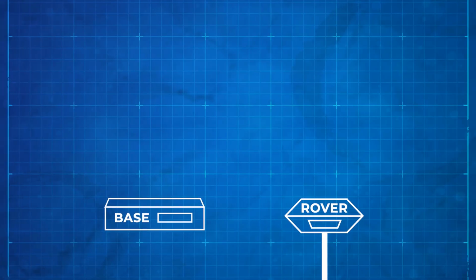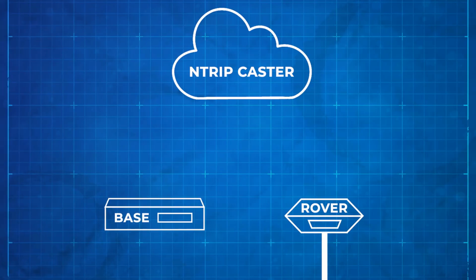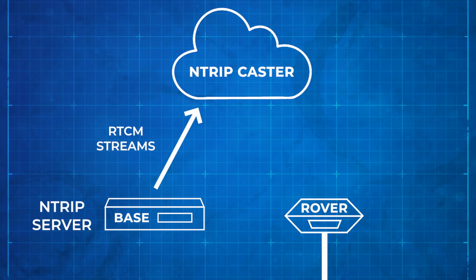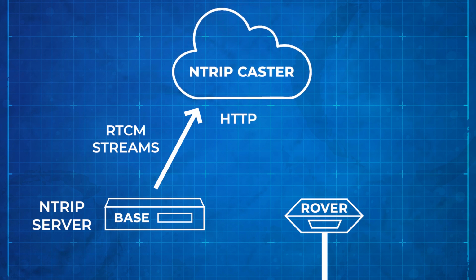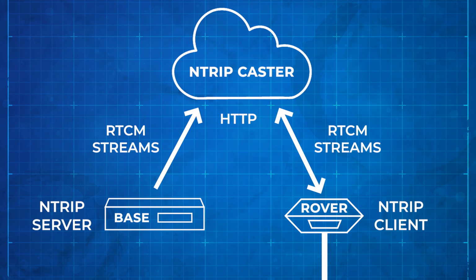NTRIP relies on three main components to transmit correction data. One is the server. This captures GNSS data from a reference station and sends it to the caster. Two is the caster, an HTTP server that acts as the hub, managing connections and broadcasting the correction data. Three is the client, the user's receiver that connects to the caster to receive corrections.